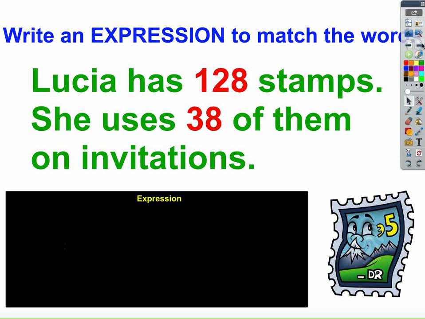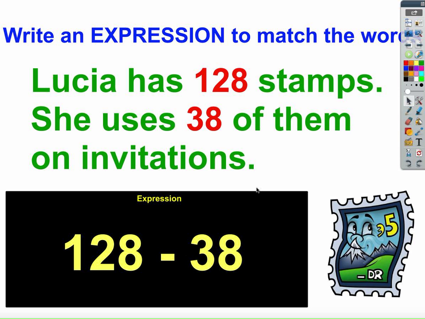So if I take a look at the next one, Lucia has 128 stamps and she uses 38 of them on invitations. This one, she's using something up or it's going away. So you would start with 128 and we're going to take away 38. So the expression that goes with this word problem is 128 minus 38.